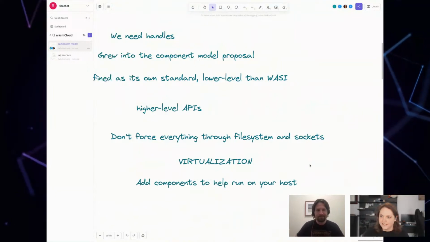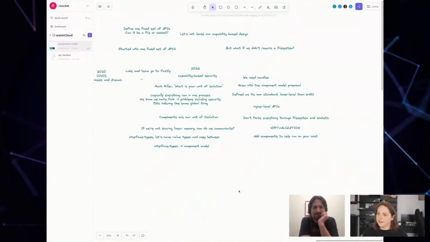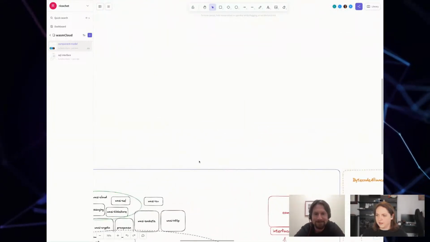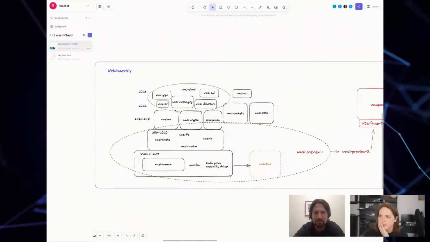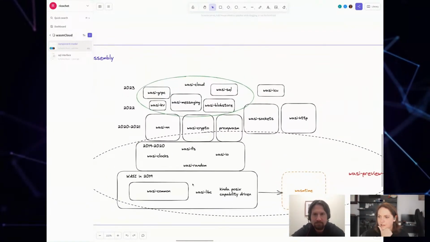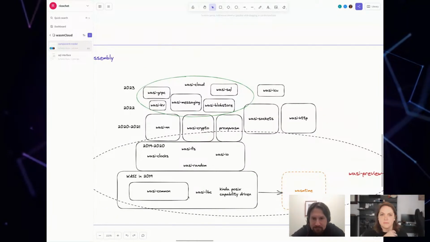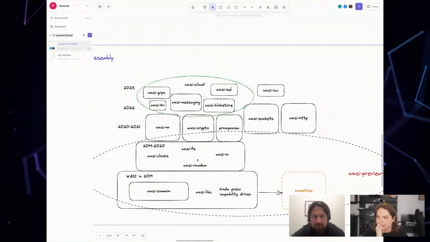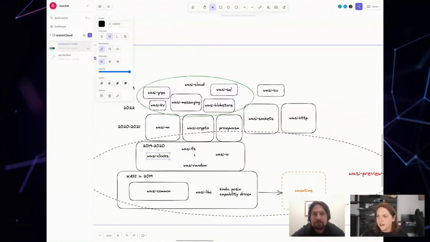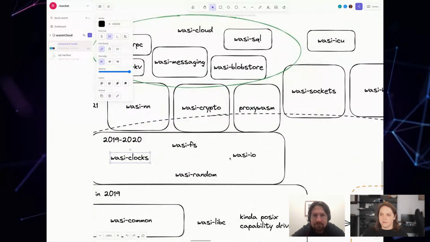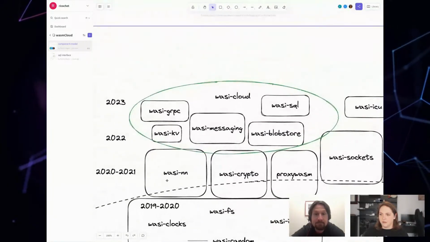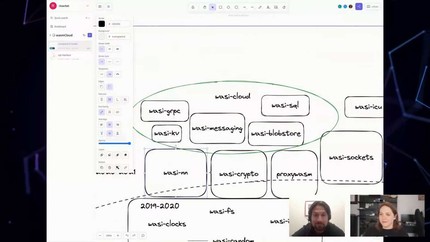Yeah, and so I've drawn another diagram from some time ago. Let's jump over there, and that can talk through some of the different things that I've seen happen over time. Right, we've had the 2019 libc POSIX feel, but then we started reimagining things with WASI clocks and WASI file system, WASI random, WASI IO, right? And then we saw WASI crypto.